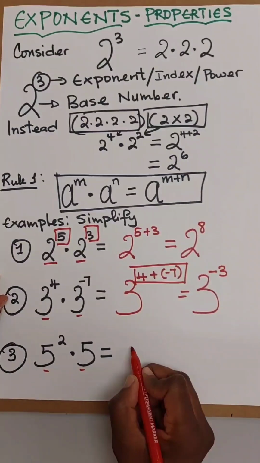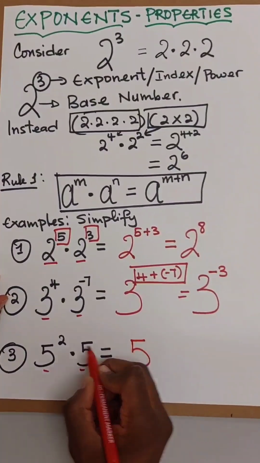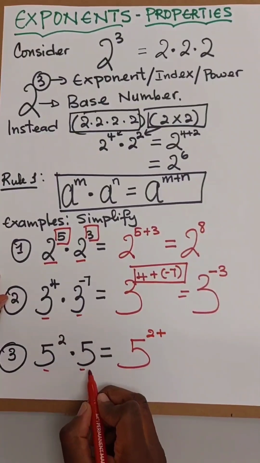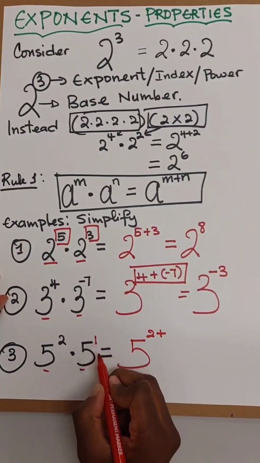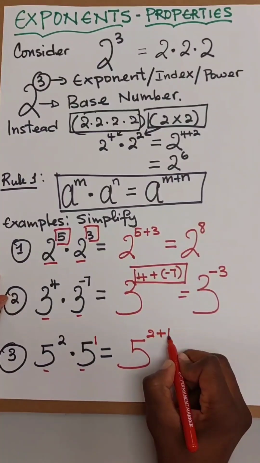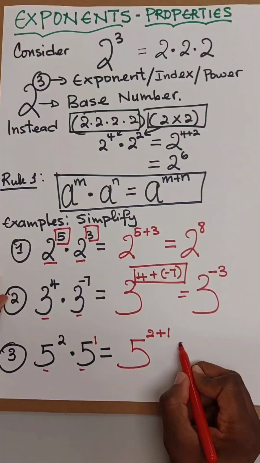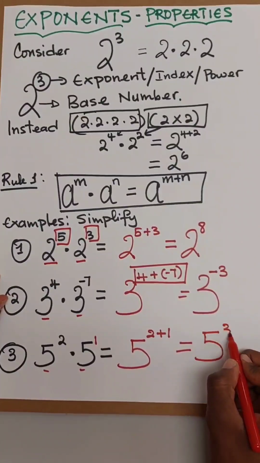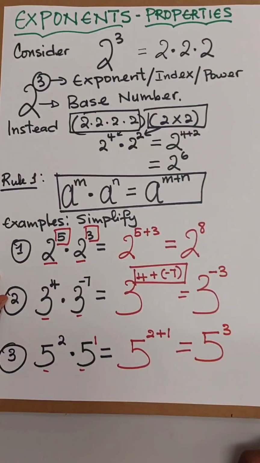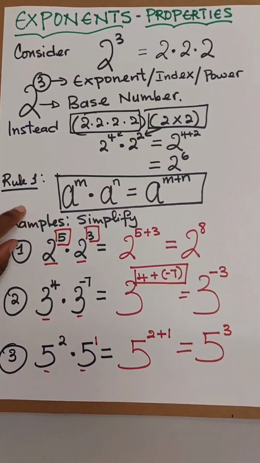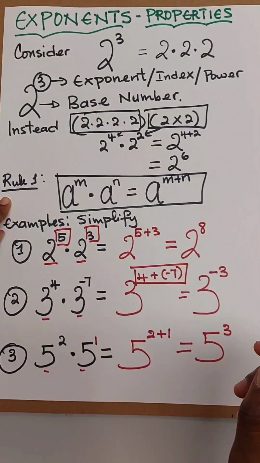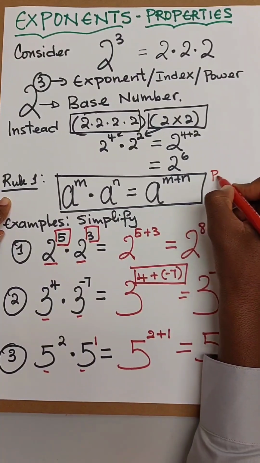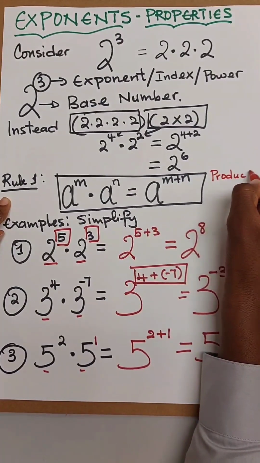The base number is 5. The exponent here is 2 plus, you don't see an exponent here, but this means 5 to the 1. So the exponent is 1. So 2 plus 1, and you have 5 as the base number, and the correct exponent is 3. So this rule is called the product rule for exponents. It is a rule for multiplying exponents.